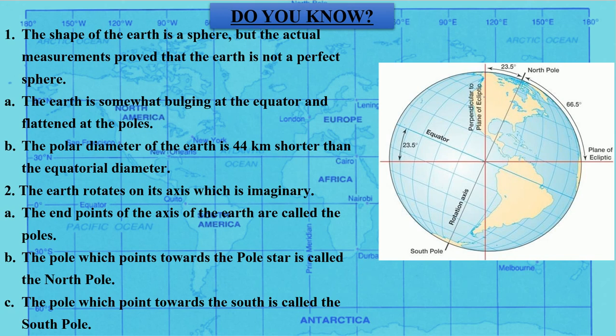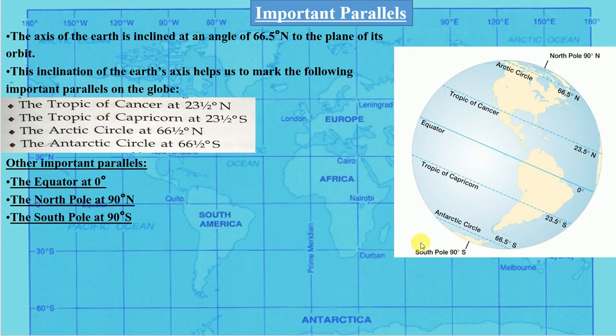Okay, and this inclination of the earth's axis helps us mark the following important parallels. Let us see what those important parallels are. It is quite evident in this figure. The inclination of the earth's axis helps us mark the following important parallels on the globe.